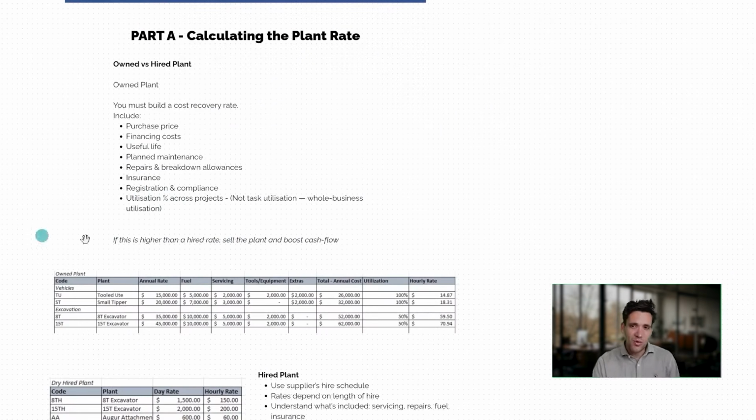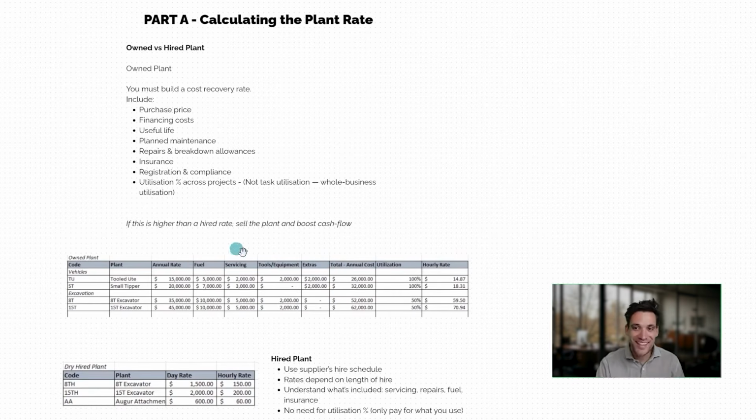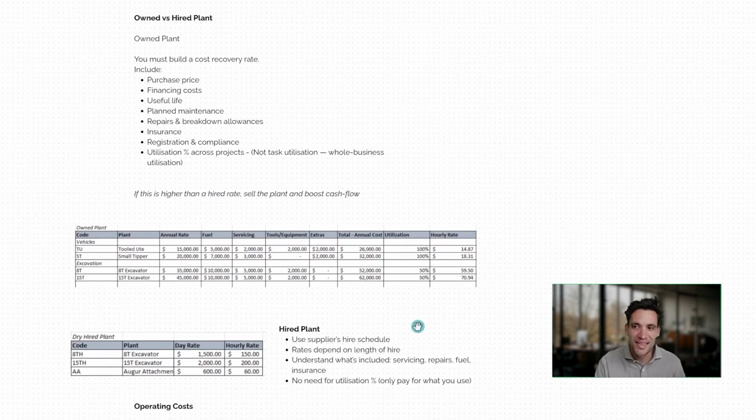Now, another point I'd make here about why it's important to understand your cost recovery rate for owned plant is that you'll probably find it's way higher than what you actually think it is. And while it seems like when you get rates from suppliers, they seem very high, in a lot of ways you'll probably find that the owned rate is a lot higher than you think. And if it is higher, which is probably going to be mostly driven by the utilization percentage across projects, then you should be selling that and boosting your cash flow.